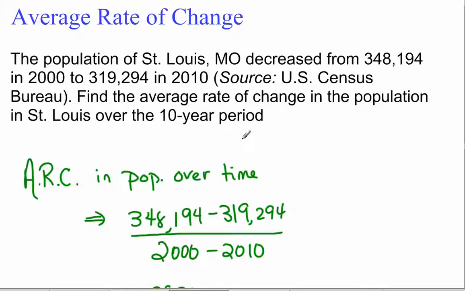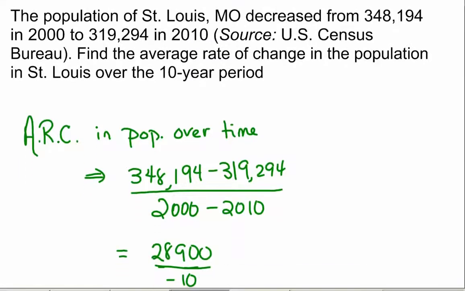The other thing that's important to remember is that we always have to go the same direction for both our x's and y's. If I were to write these as ordered pairs, it would be 2,000, 348,194. The other ordered pair would be my 2010 and my 319,294 number. So when I take the difference in the population, 348,000 minus the 319,000 numbers, I have to do the same thing with my time and start with the 2,000 minus the 2010. I have to do that or I'm going to get my signs messed up.